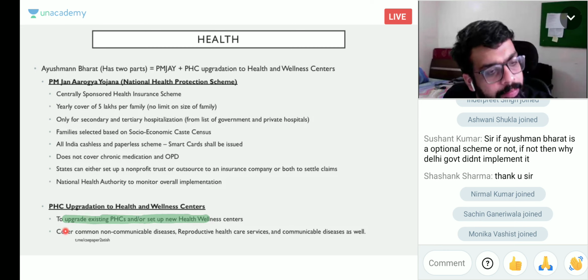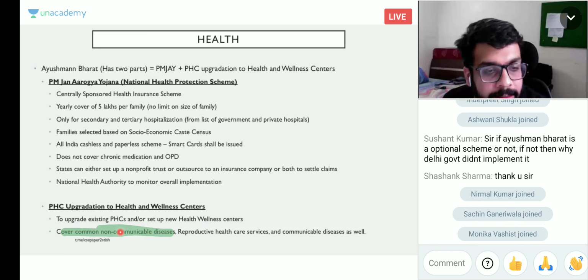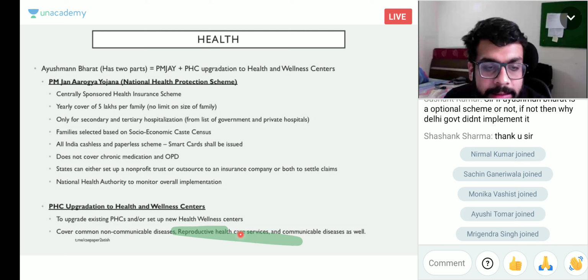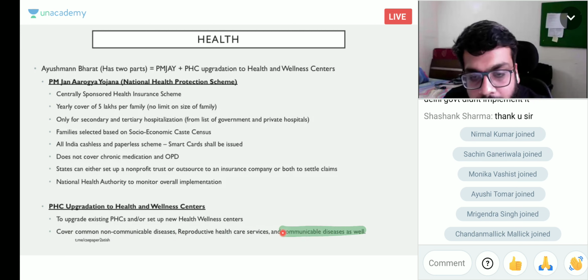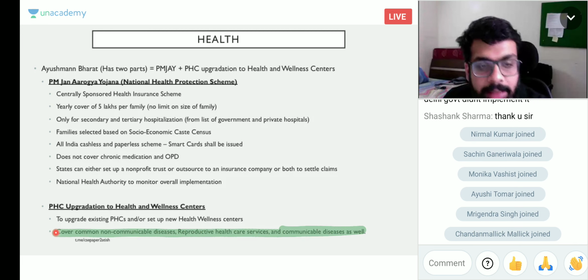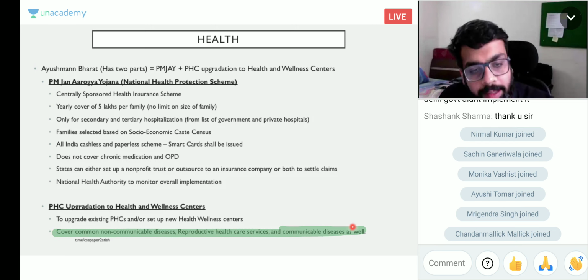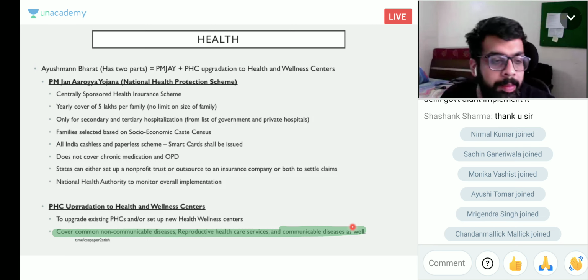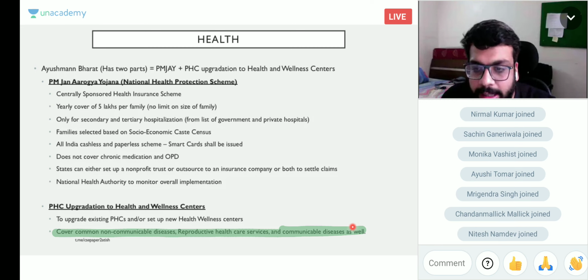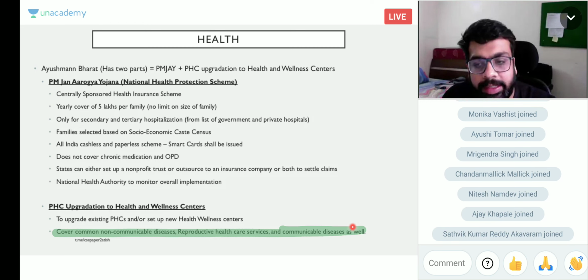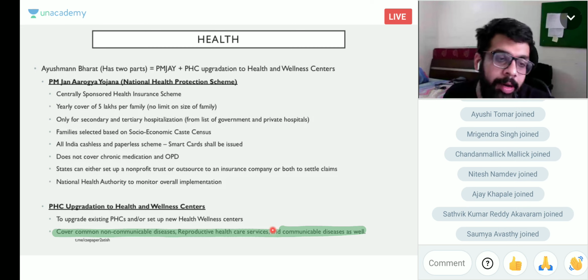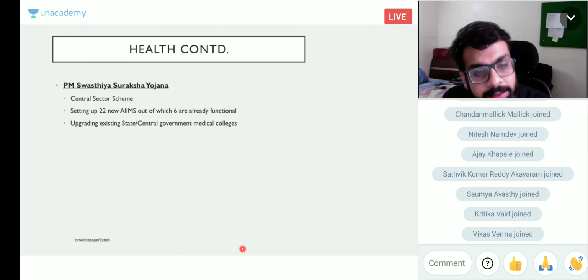Next, after being upgraded to health and wellness centers, they would cover non-communicable diseases, reproductive healthcare services, and communicable diseases as well. So that's the larger agenda that we intend to do, which basically means from a blood test to immunization to the delivery of a child to prenatal care to minimally invasive surgical procedures to physiotherapy to mental health treatment. As much of this we'd like to provide at our health and wellness centers. And that's pretty much it.